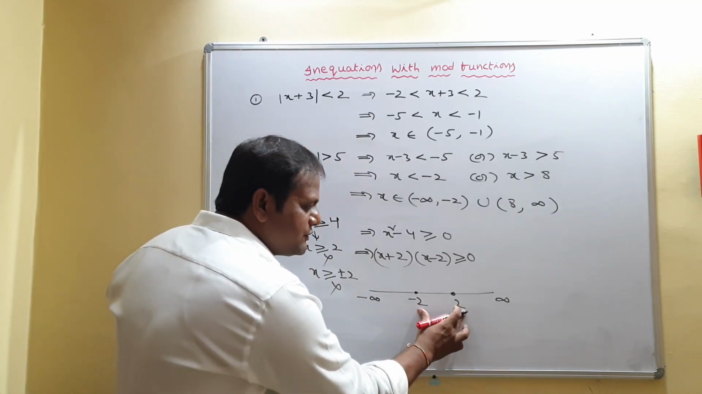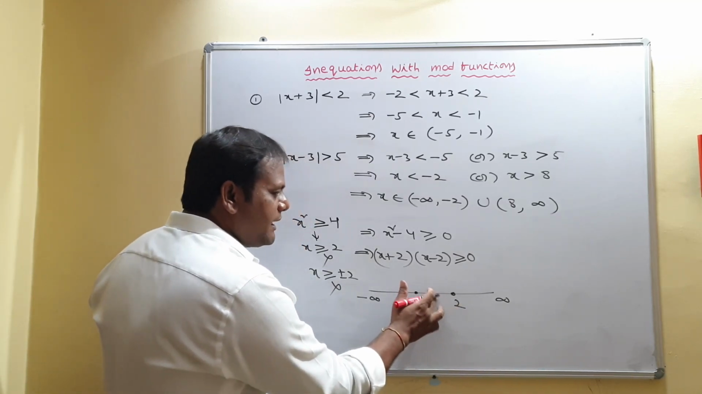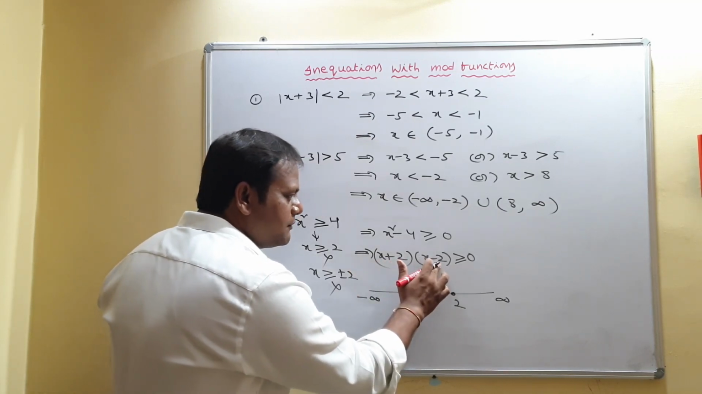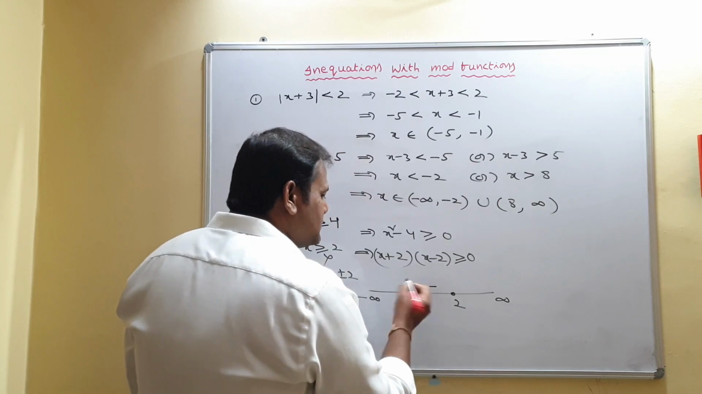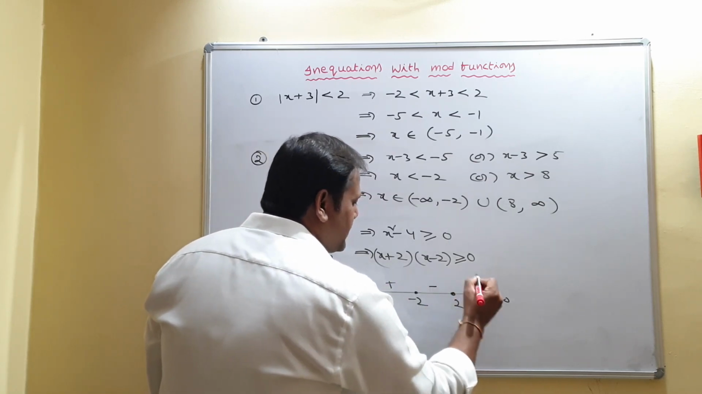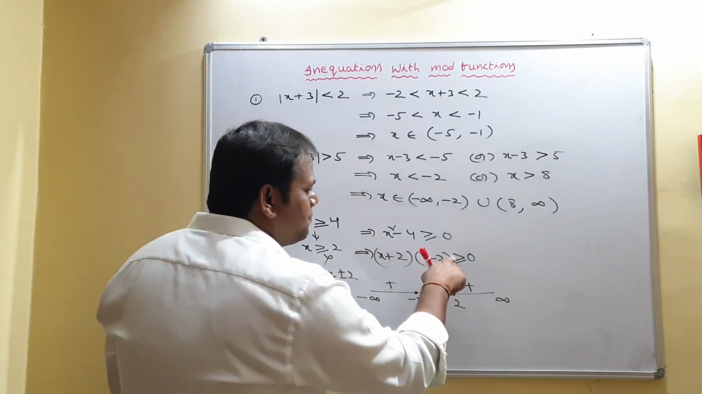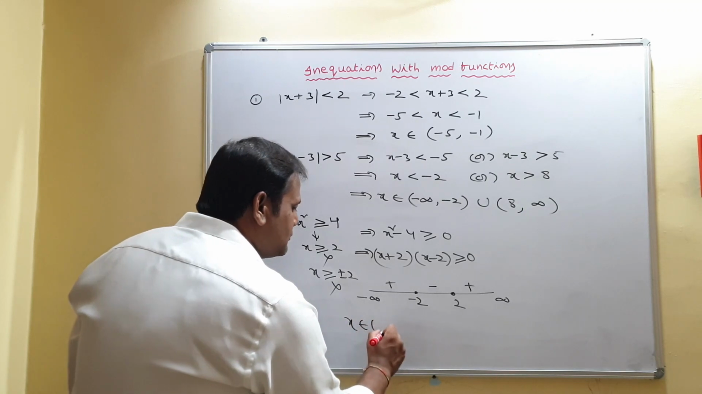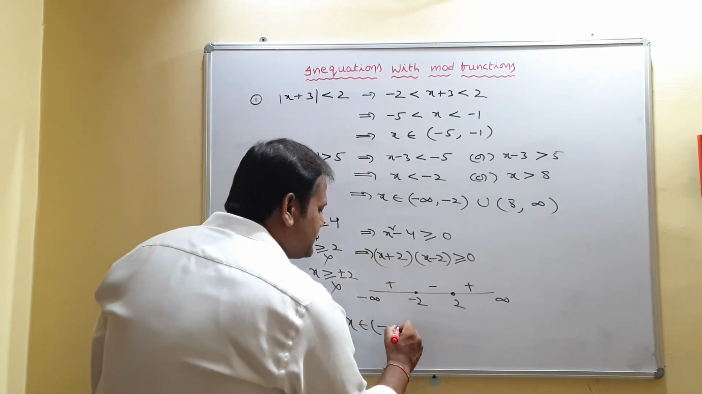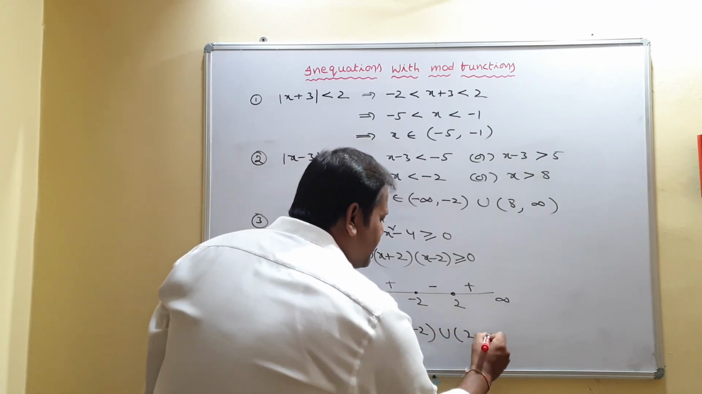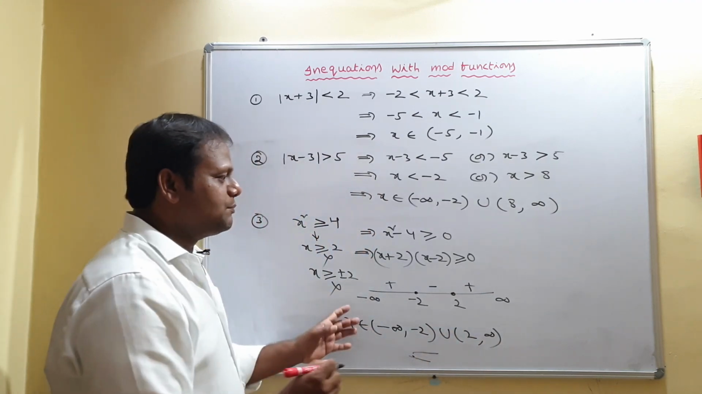So between minus 2 and 2 we have 0. Take x = 0, it is positive. Take x = 0, it is negative. So positive into negative, negative. The sign changes alternately. Here you get plus and here you get plus. We want positive, so where is it positive? So x belongs to minus infinity to minus 2 union 2 to infinity. This is the answer to this problem.